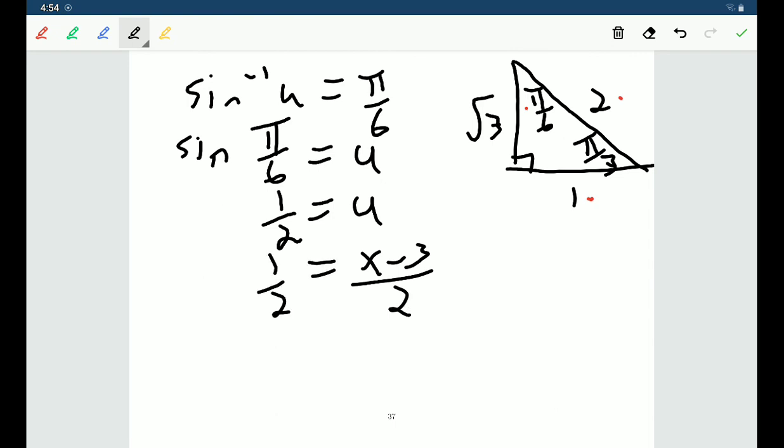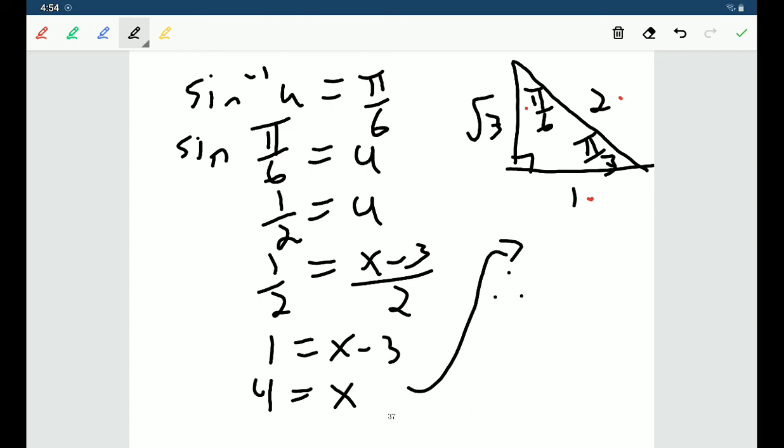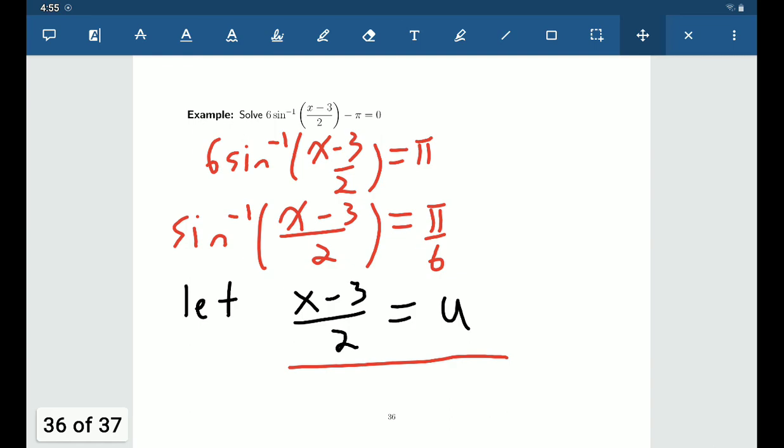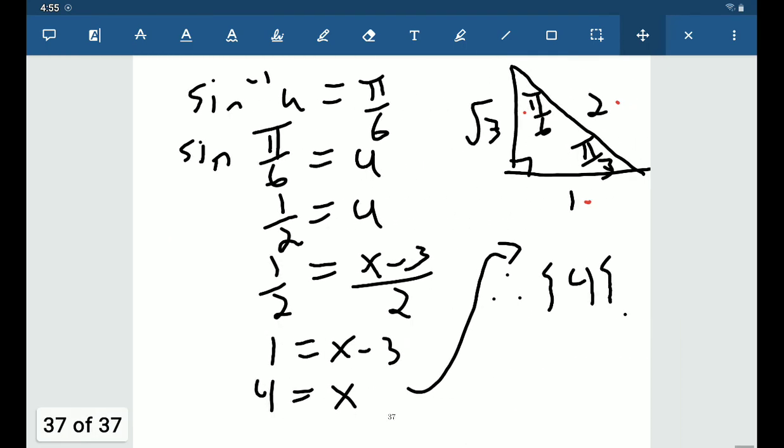Multiply both sides of the equation by 2. I'll have 1 equals x minus 3. Bring the 3 over to the other side. I'll have x equals 4. And then there we go. I've done my solving. I can say, therefore, my solution set is the single value 4. This would be the one number that we could put in for x that would make the left side and the right side of the equation equal to each other. So the solution to this equation, 6 sine inverse of x minus 3 over 2 minus pi equals 0, is that x must be equal to 4.